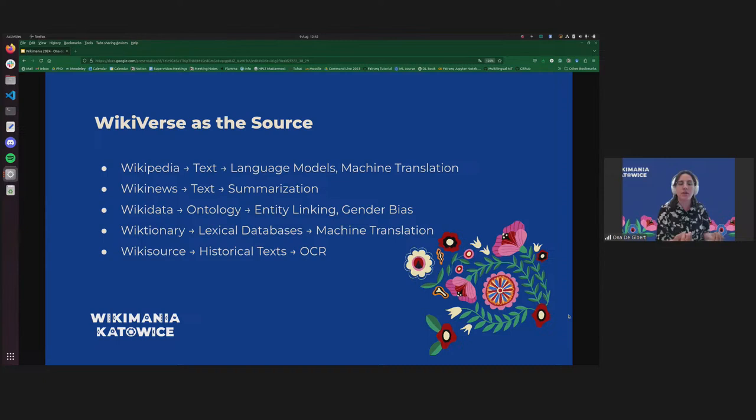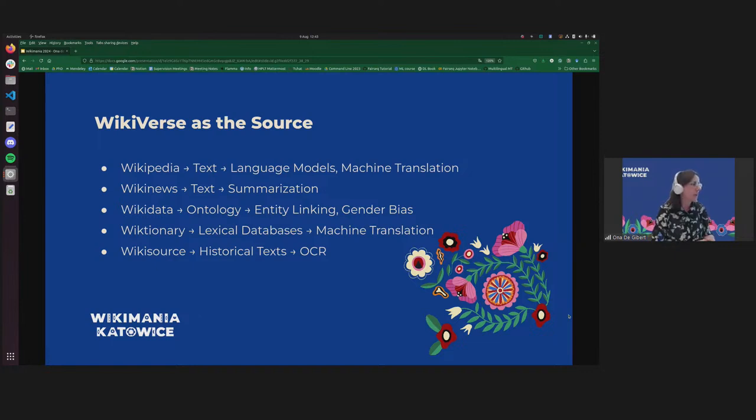where basically you introduce a text and then you get a summary of the text, which is very useful, for example, for migration communities. Then from Wikidata, we can extract ontologies, which means that we can extract relations between different entities. And this allows us to build applications that use entity linking, such as this person was born in this year in this country. And also we can extract data to build gender bias models that allow us to study this.